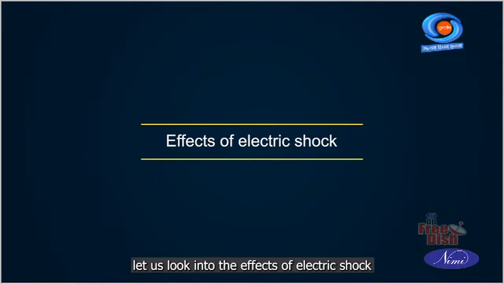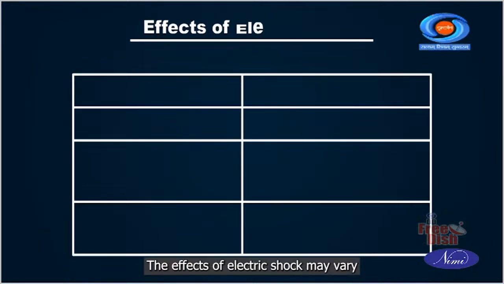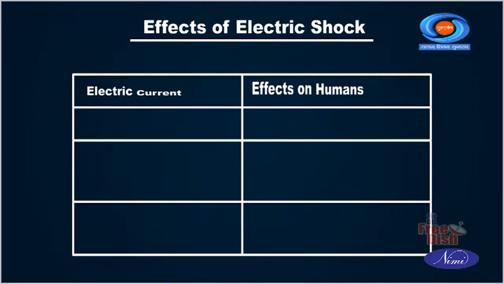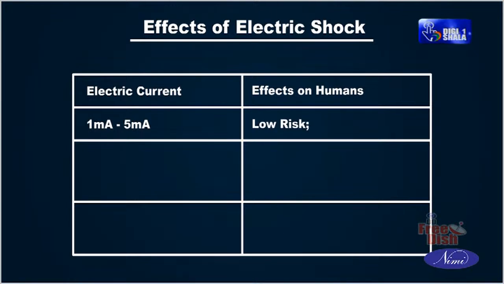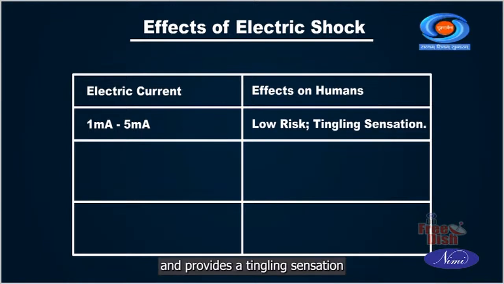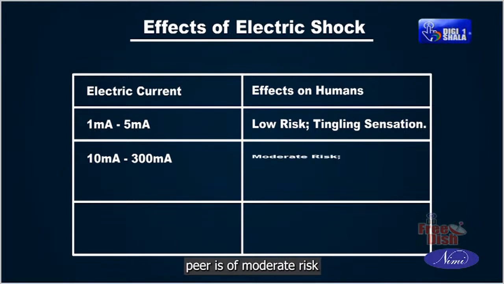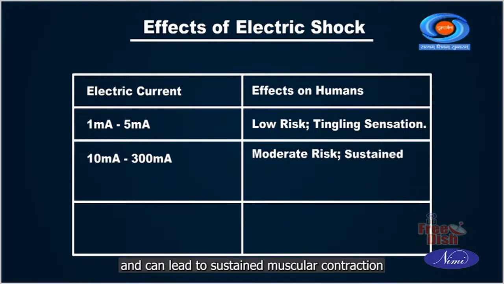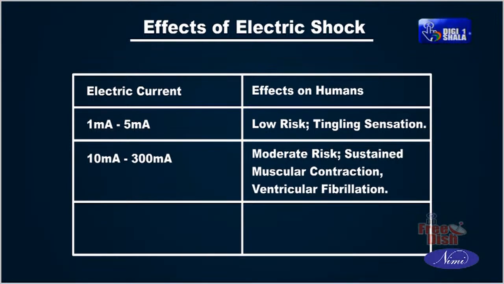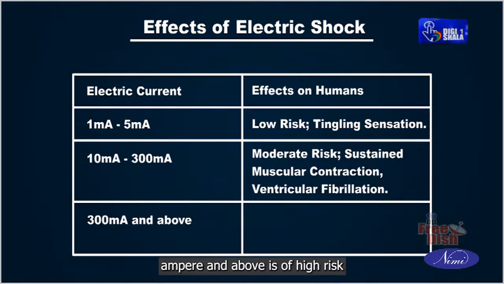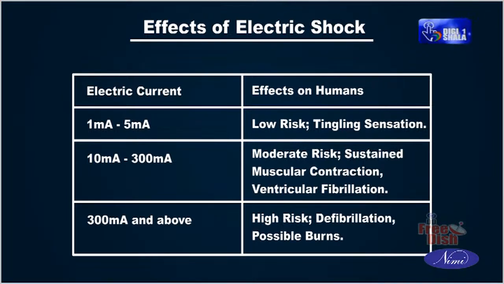Next, let us look into the effects of electric shock. The effects of electric shock may vary at different current values. A current of 1 milliampere to 5 milliampere is of low risk and provides a tingling sensation. A current of 10 milliampere to 300 milliampere is of moderate risk and can lead to sustained muscular contraction and ventricular fibrillation. A current of 300 milliampere and above is of high risk and can lead to defibrillation and burns.